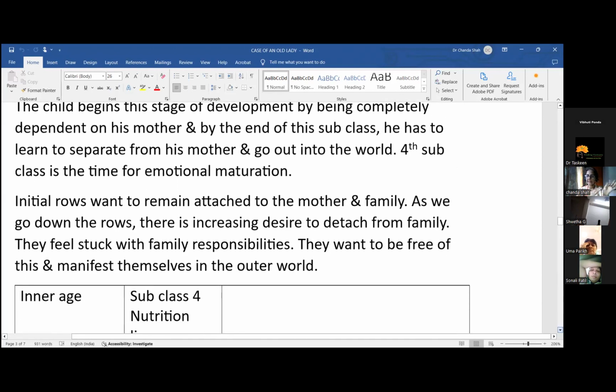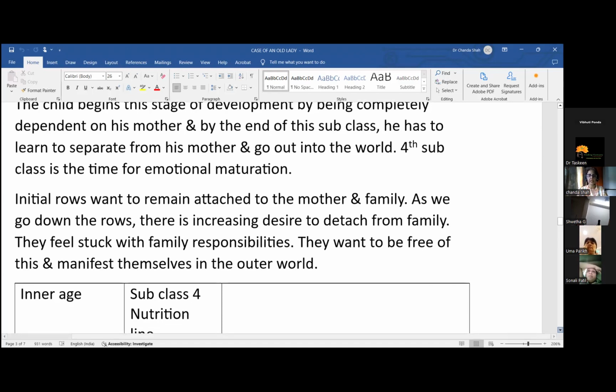Initial rows, they want to remain attached to the mother and family. And as we go down the rows, there's increasing desire to detach from the family. They feel stuck with the family responsibilities and they want to be free of this and manifest themselves in the outer world. Okay, so this lady is the end stage of this column. And now she said, no, in my next job, I want to become a doctor and do for others. That means this is the last stage of subclass 4, and then she wants to go into subclass 5, where you do for others.